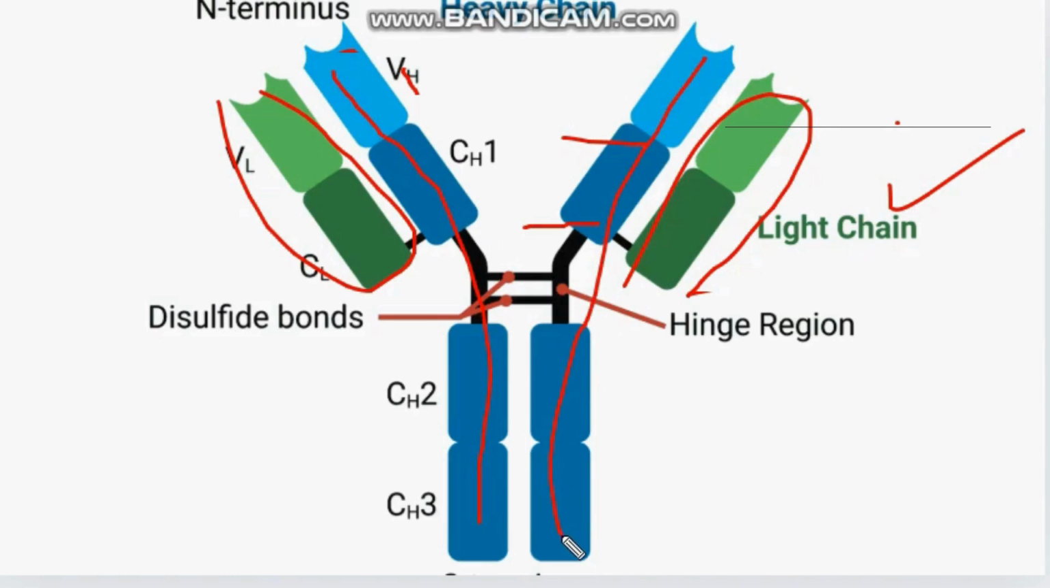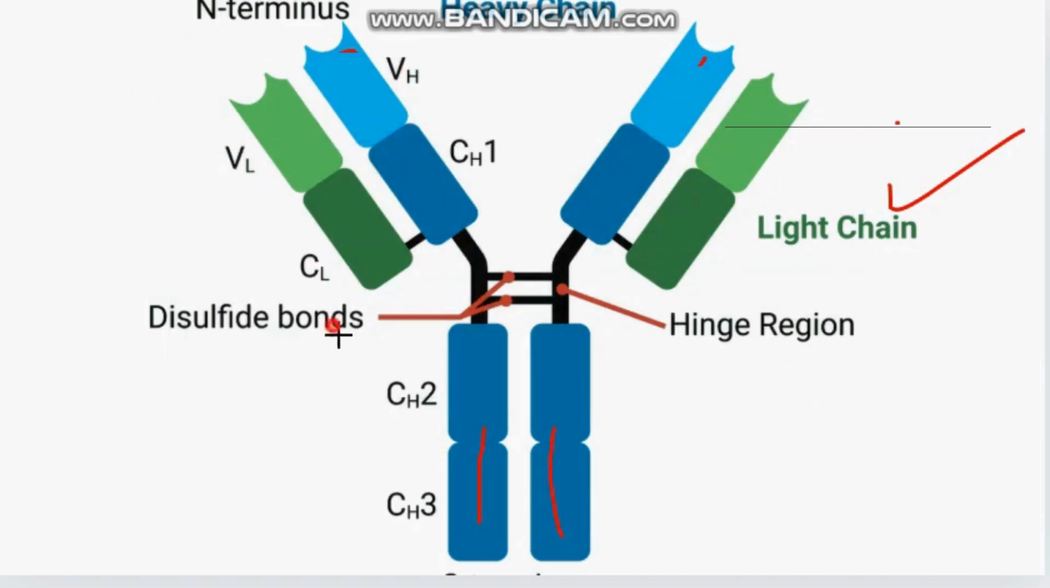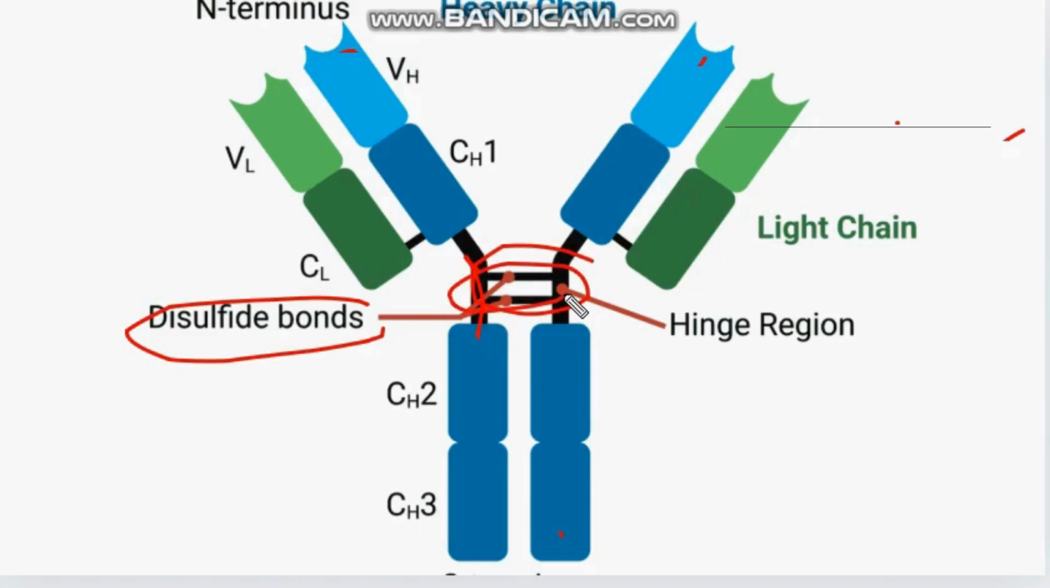Then these light chains and heavy chains are linked together by bonds called disulfide bonds. Here we can see the bonds. Both the heavy and light chains are linked together by disulfide bonds. Here also we can see the disulfide bonds.